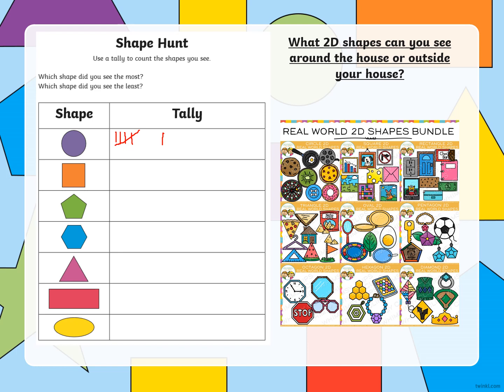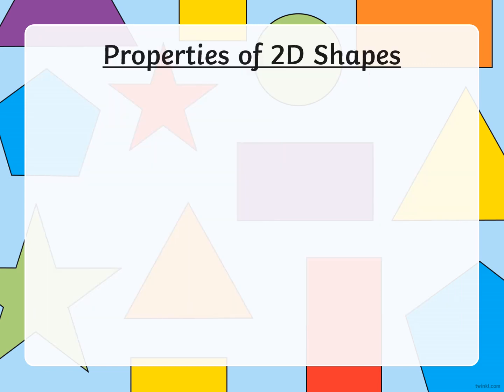Okay, and which shape did you see the least? The least. Okay, right, off you go. Give it a go. You can use the sheet if you'd like to, or you can just go around the house, do it with pencil or paper, or you can just say it. Go on, guys.